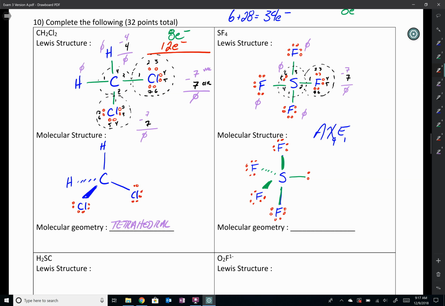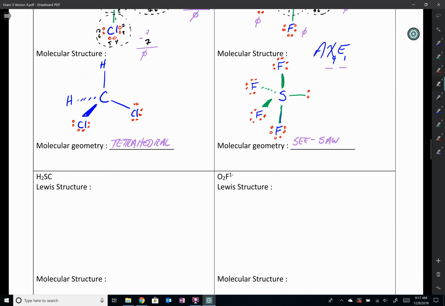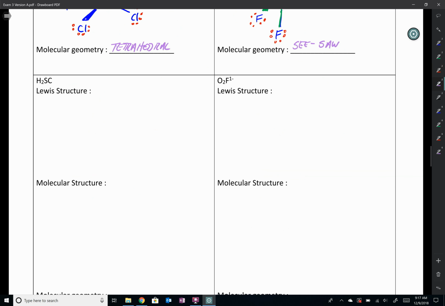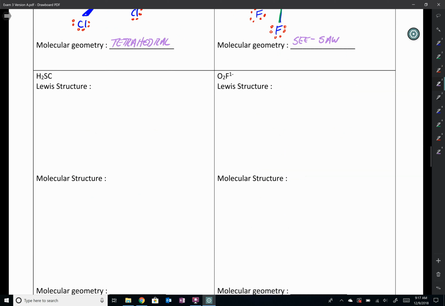But anyway, so there is our molecular structure with the proper geometry. Now, our molecular geometry, the name of this, when you have 4 atoms and 1 lone pair around a central atom, is our seesaw, right? This is our seesaw. All right, moving right along.